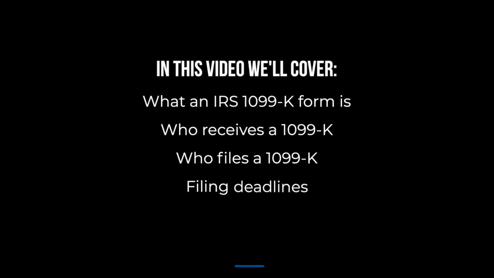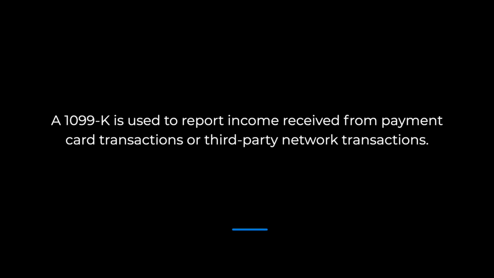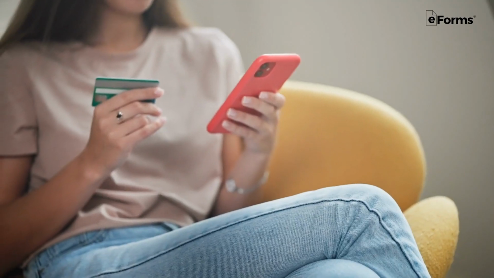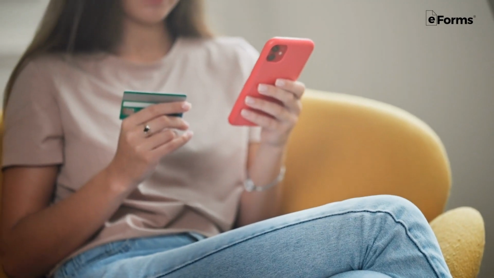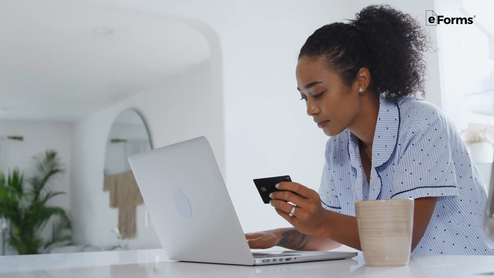In this video, we'll cover what an IRS 1099-K form is, who receives a 1099-K, who files a 1099-K, filing deadlines, and more. What is an IRS 1099-K form? A 1099-K is used to report income received from payment card transactions or third-party network transactions. It's typically used by people or businesses that receive payments through platforms like PayPal, credit cards, or other third-party networks. This income must be reported on your tax return, as it will likely be taxed if you made a profit.